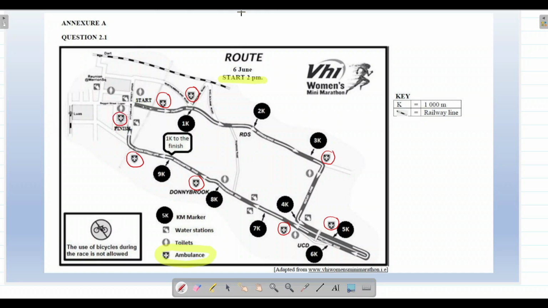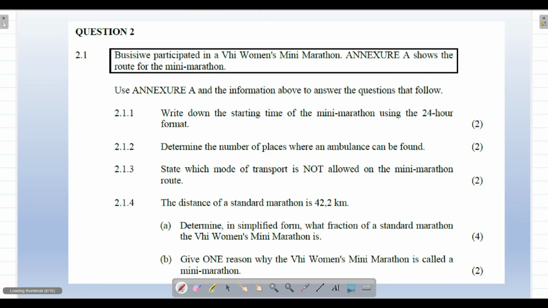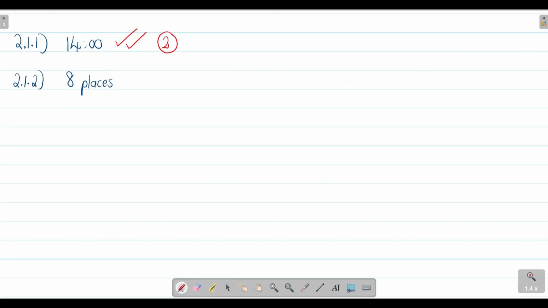Okay, so we can see from this route that the number of places where an ambulance can be found is 8 places. All right, so here as well, you'll get just your 2 marks for giving that answer like that.